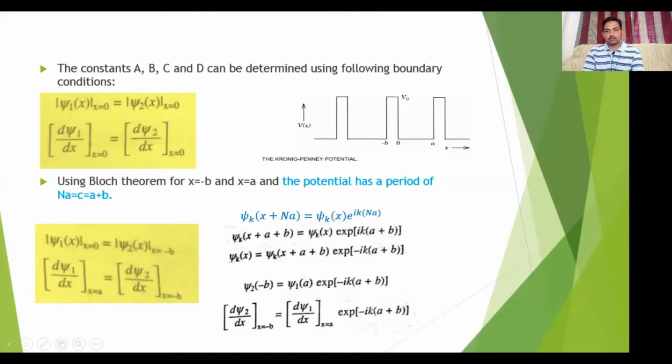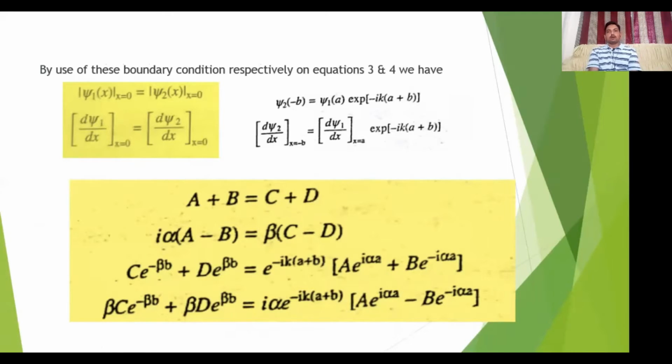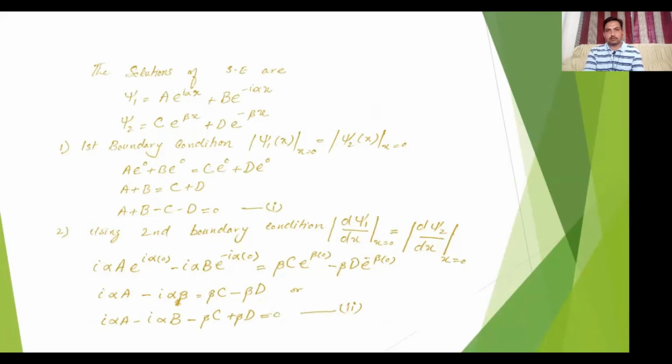So d psi 2 by dx at x is equal to minus b is equal to d psi 1 over dx at x is equal to a, and the exponential function remains same. Okay. So using these four boundary conditions, you can derive these four equations. The derivation has several steps, but quite simple. I have provided this derivation over there step by step. So these are the solution of the differential equation.